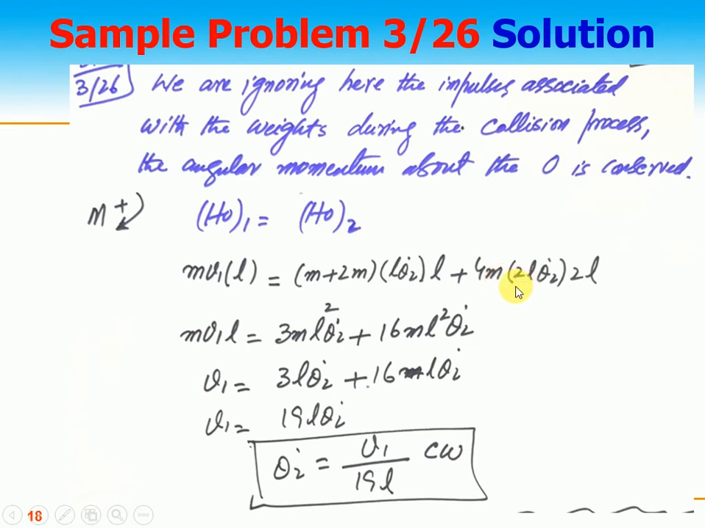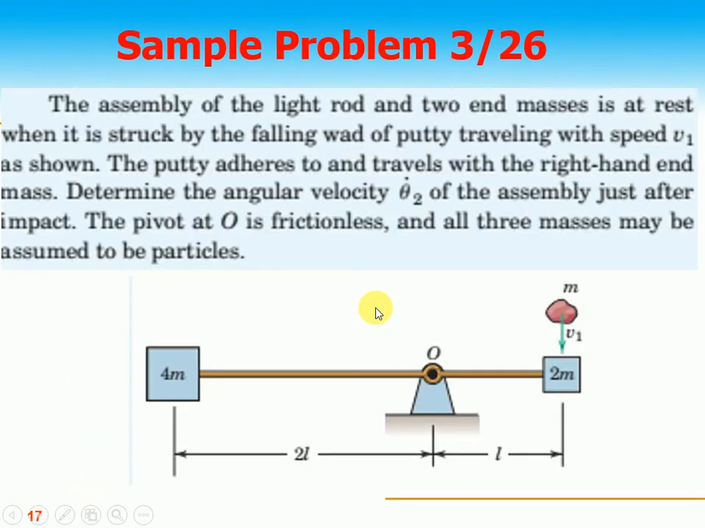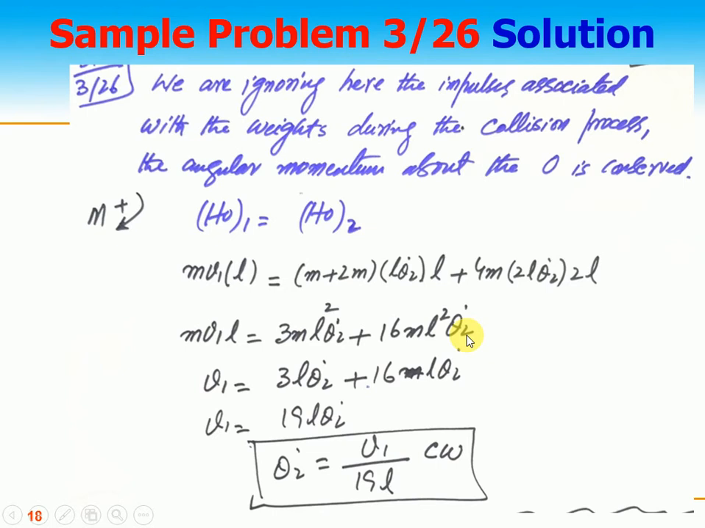This is m, r, v, where r is 2l, and the velocity is r theta dot, so r is 2l theta 2 dot. Here, of course, ml is common and cancels out. V1 is equal to 3l theta 2 dot plus 16l theta 2 dot. Simplifying, l theta 2 dot is V1 over 19l, and that is in the clockwise direction because I'm taking clockwise as positive.